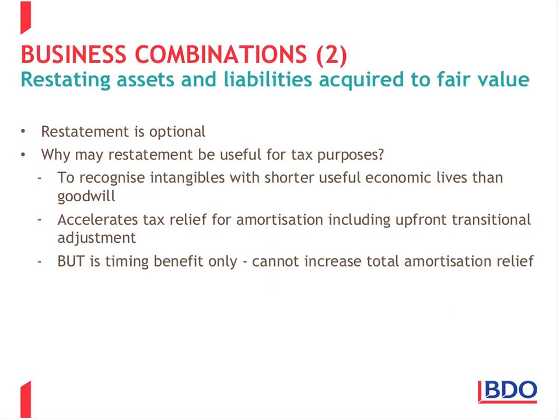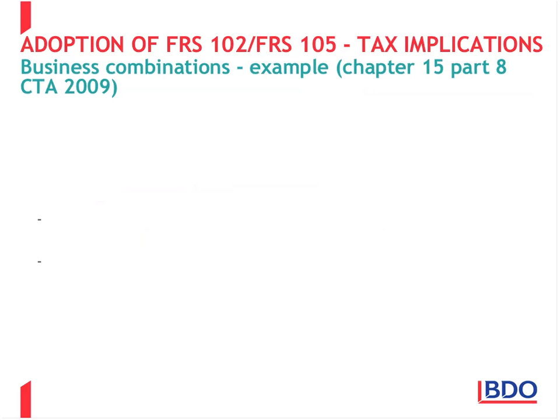So, as I mentioned earlier, restatement is optional, but why might you want to restate? So that you can recognize intangibles with a shorter useful economic life than goodwill, such as customer lists. Customers come and go. If you're going to do that, and you're recognizing something with a shorter useful life, this will accelerate tax relief. Bear in mind, though, this is a timing benefit only. You're not going to get a tax deduction for more amortization relief overall.